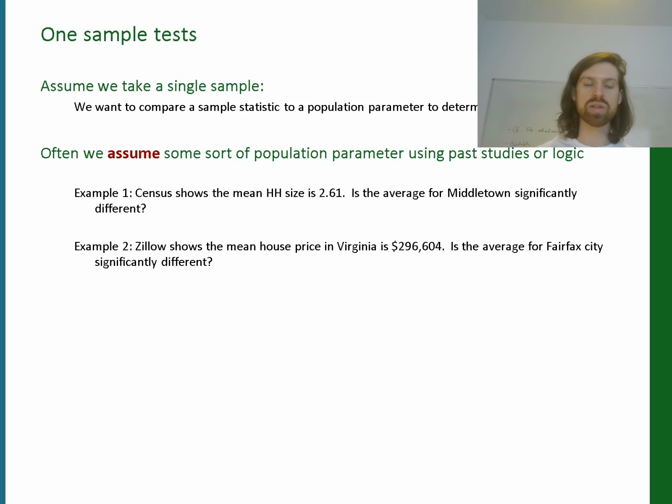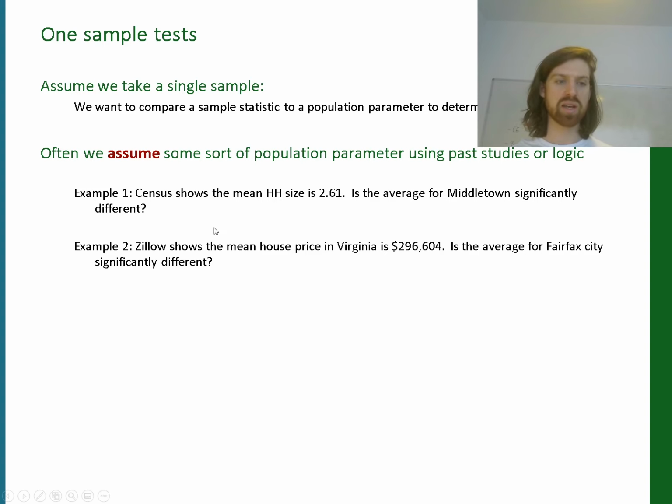Let's get onto one sample test. So assume we take a single sample. We want to compare a sample statistic to a population parameter to determine if it is similar or different, okay? So often we assume some sort of population parameter using past studies or logic, or maybe we've got actual data. So the examples I've given you so far of house prices within Fairfax City versus Virginia.